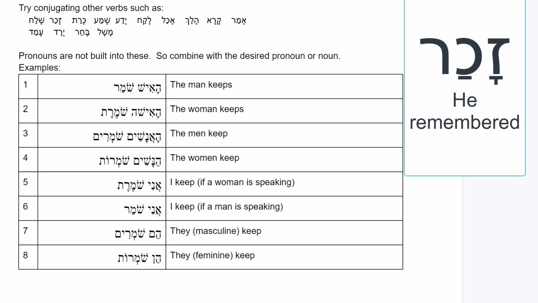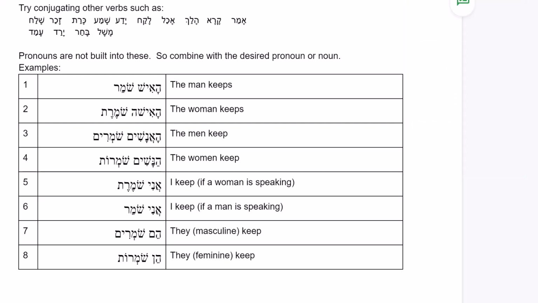You try slowly first. Zocher, zocheret, zochrim, zochrot. Some of these will be a little bit of a tongue twister at first, especially when we have the gutturals and stuff in them.